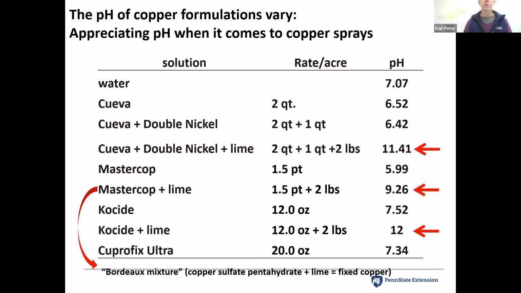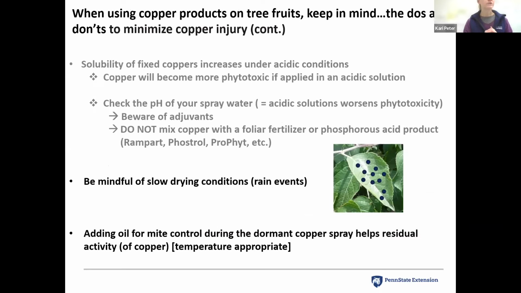So when it comes to peaches, ironically, Coside seems to be one of the safer ones that I've tested. I haven't tested Cooper Fix Ultra, and I think it's because of the pH at around 7 or slightly above. So again, it was an interesting observation. Okay, so again, revisiting the do's and don'ts.